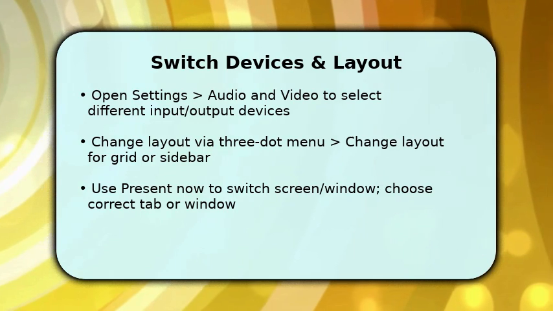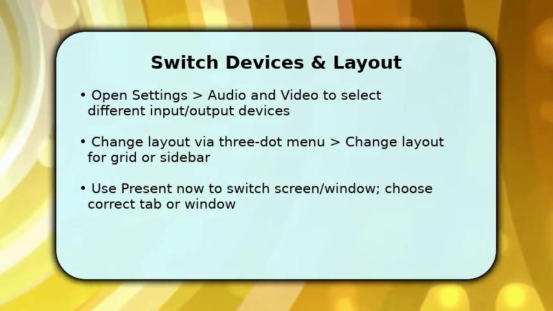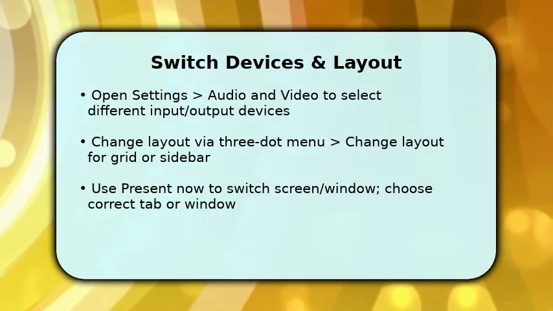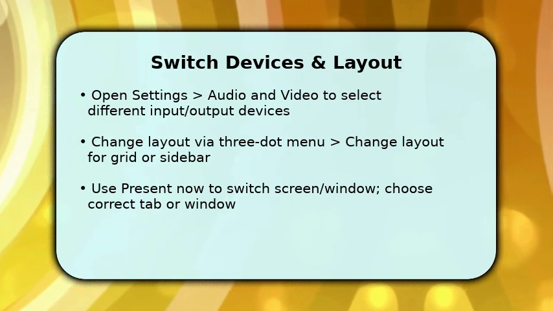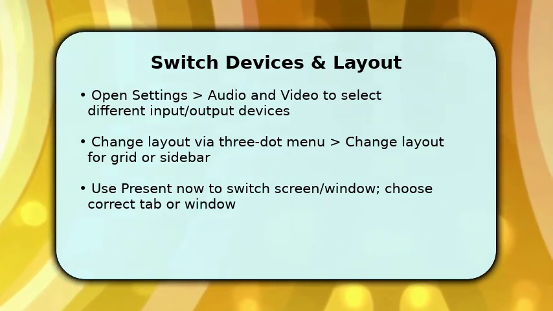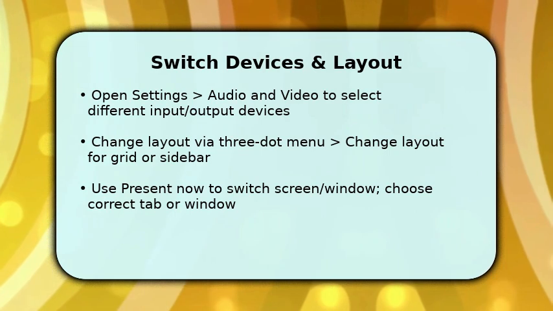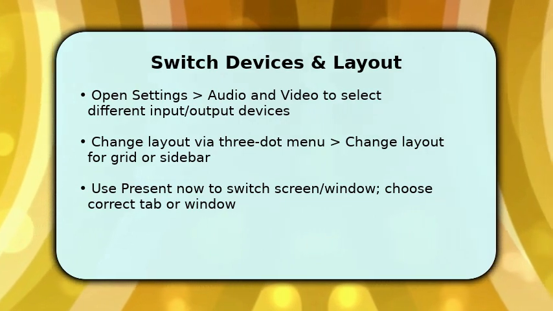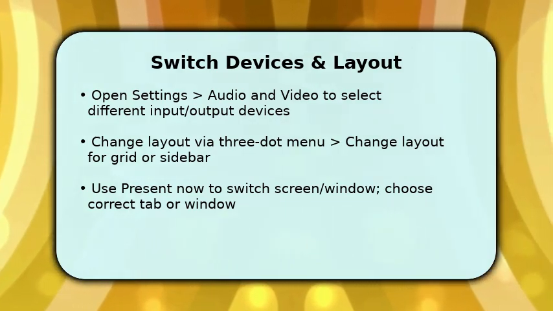Then use the three-dot menu to change the layout: tiled, sidebar, or spotlight, depending on how many participants you need visible. If you must present, click Present Now and choose your entire screen, a window, or a Chrome tab. Pick the tab for video with audio. Make sure to confirm audio sharing for media so others hear system sound correctly.